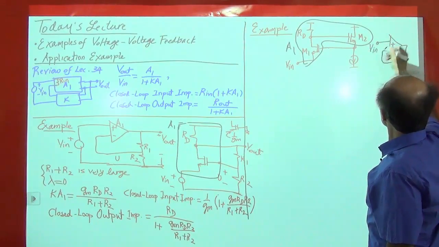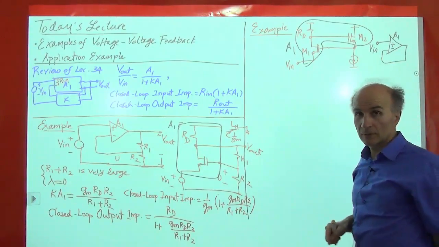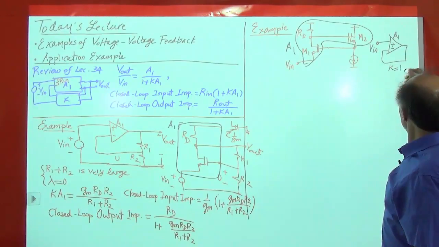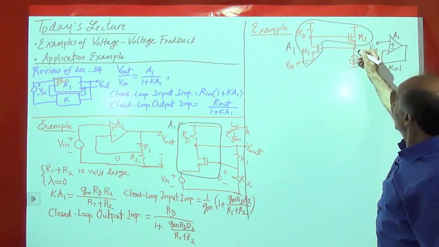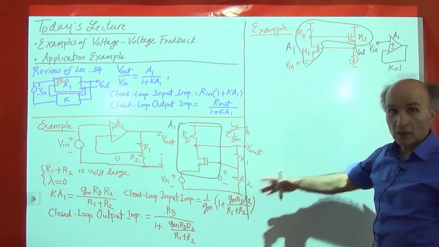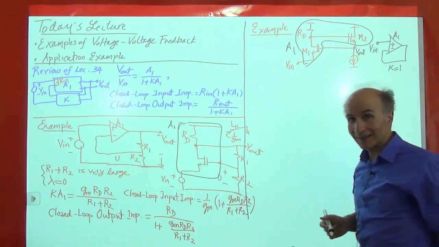Right? That's this. This is A1, and I'm returning all of the output back to the input. So K is equal to 1, because we did not attenuate this output voltage. This is our output voltage here. We did not attenuate it by anything. We just returned all of it to the input, right? So it's a unity gain buffer.